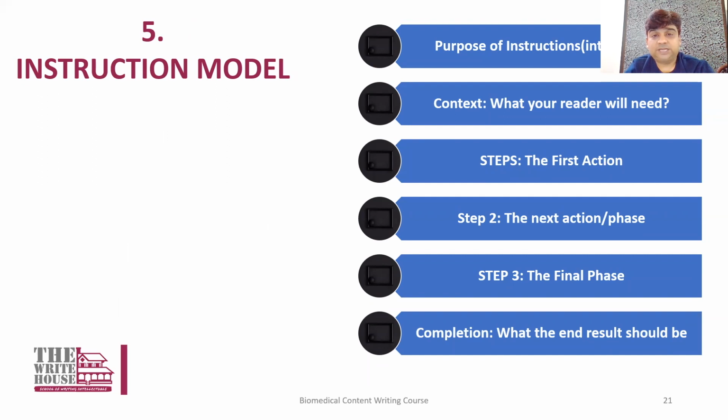Now just see this diagram, and you can see that first you write the purpose of your instructions, then context, what you really want from those instructions, that should be clear. And then you put the steps, the first action, then the next action, then the final phase or the final action. And finally on completion, what the end result of your instructions should be. After reading those instructions, what you expect from the reader, that must be defined in your writing when you are putting the instructions in this particular model.